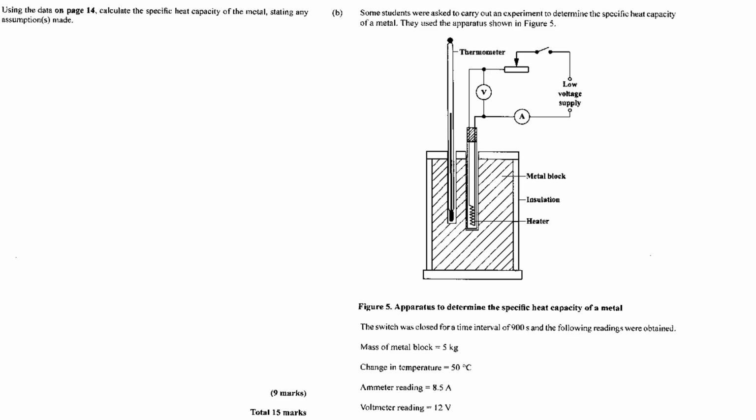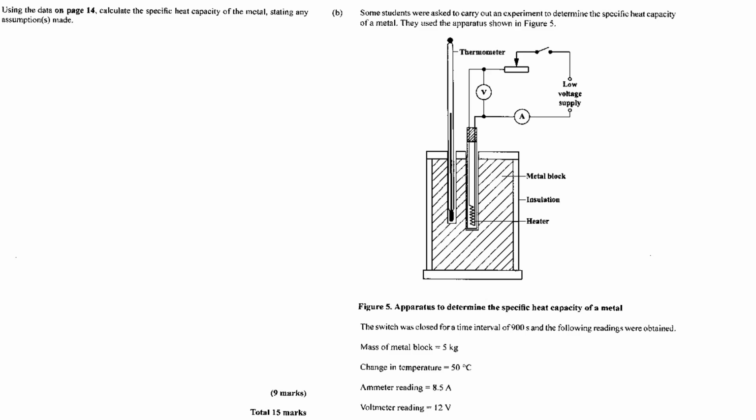So we're told that the switch was closed for a time interval of 900 seconds and the following readings were obtained. The mass of the metal block was 5 kilograms. The change in temperature was 50 degrees Celsius. The ammeter reading was 8.5 amperes and the voltmeter reading was 12 volts. So for 9 marks, we're to calculate the specific heat capacity of the metal.